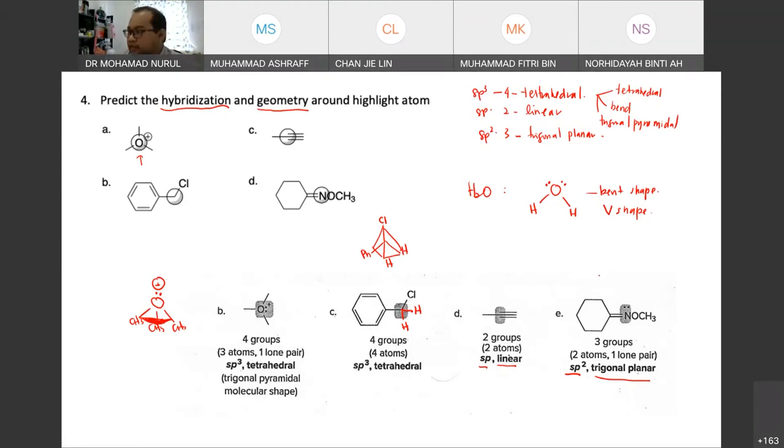Let me think. Okay, to imagine this one. This one, oxygen. It's like X, Y, Z. It's planar like this. Okay, so it's just like that only. Okay, it's not bent.